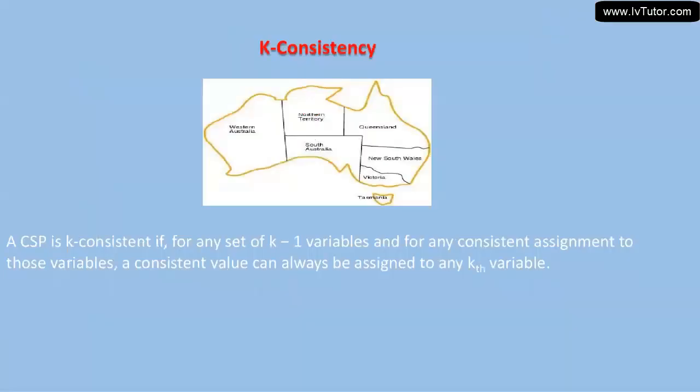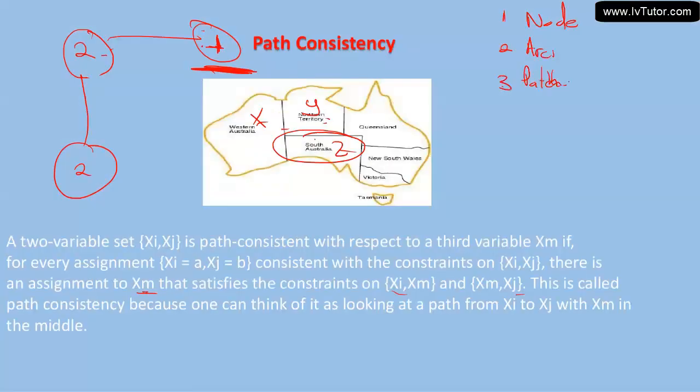We say a variable is K consistent if for any set of K minus 1 variables, and for any consistent assignment to those variables, a consistent value can always be assigned to the kth variable. So it has always been minus 1. Path is, if you've got 3 variables, 2 will satisfy the third one. Here, you have to satisfy for 2. You have 2 variables. Your choice for the first one must make sure there's something for the other. Node consistency is only 1, you satisfy internally.